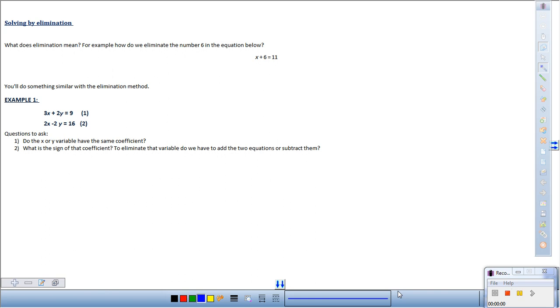Today we're going to learn about solving systems of equations by elimination. Well, what does elimination mean? For example, how do we eliminate the number 6 in the equation below?